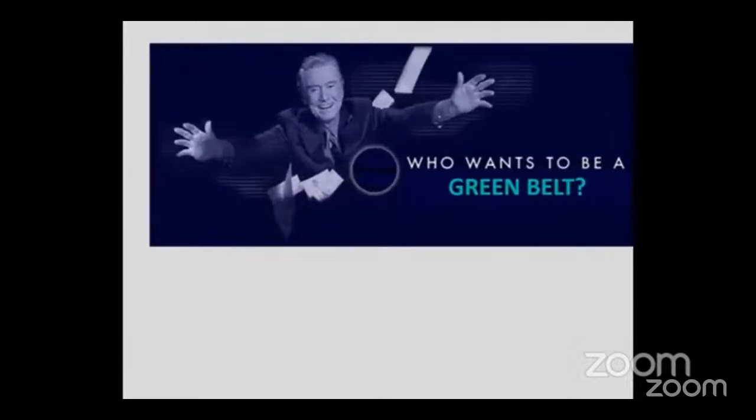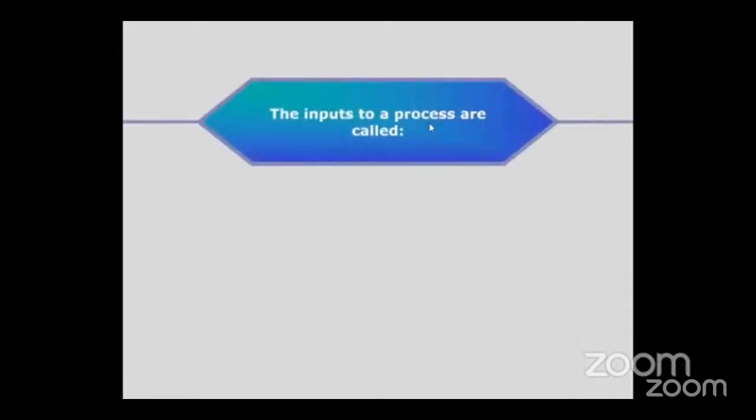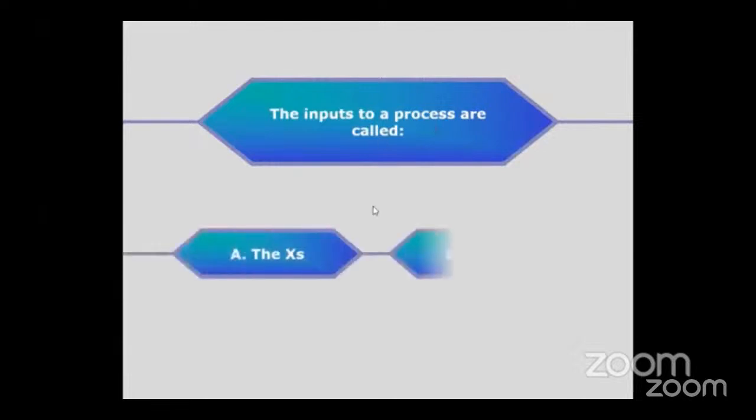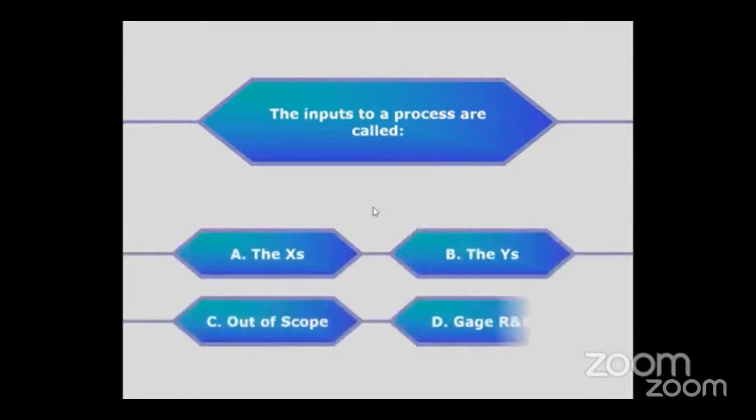Ladies and gentlemen, here is your chance to win $1 million. And first question on your computer screen. The inputs to a process are called the X's, the Y's, out of scope, or gauge under R. Right question will give you $10,000. Wrong question will not give you anything.